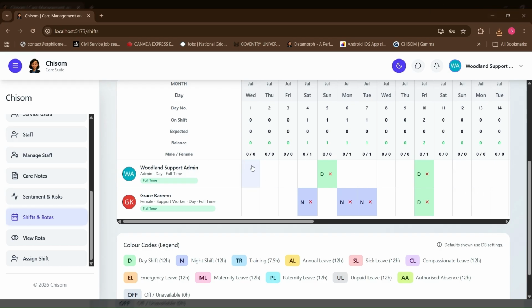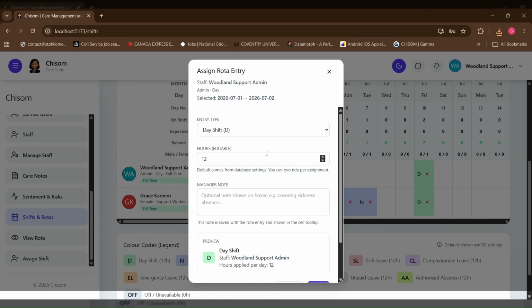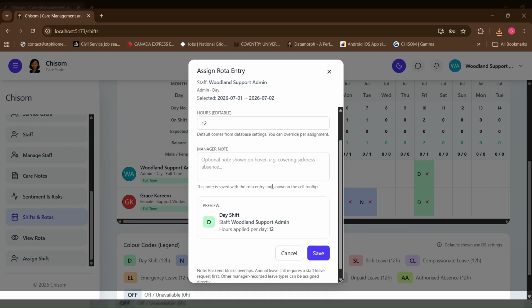So how does it work? If I click on this, let me say I want to assign a day shift to Woodland support admin. So I can choose whether it's day shift, maternity leave, emergency leave, compassionate leave, whatever it is. Let's say day shift, I can click on this.